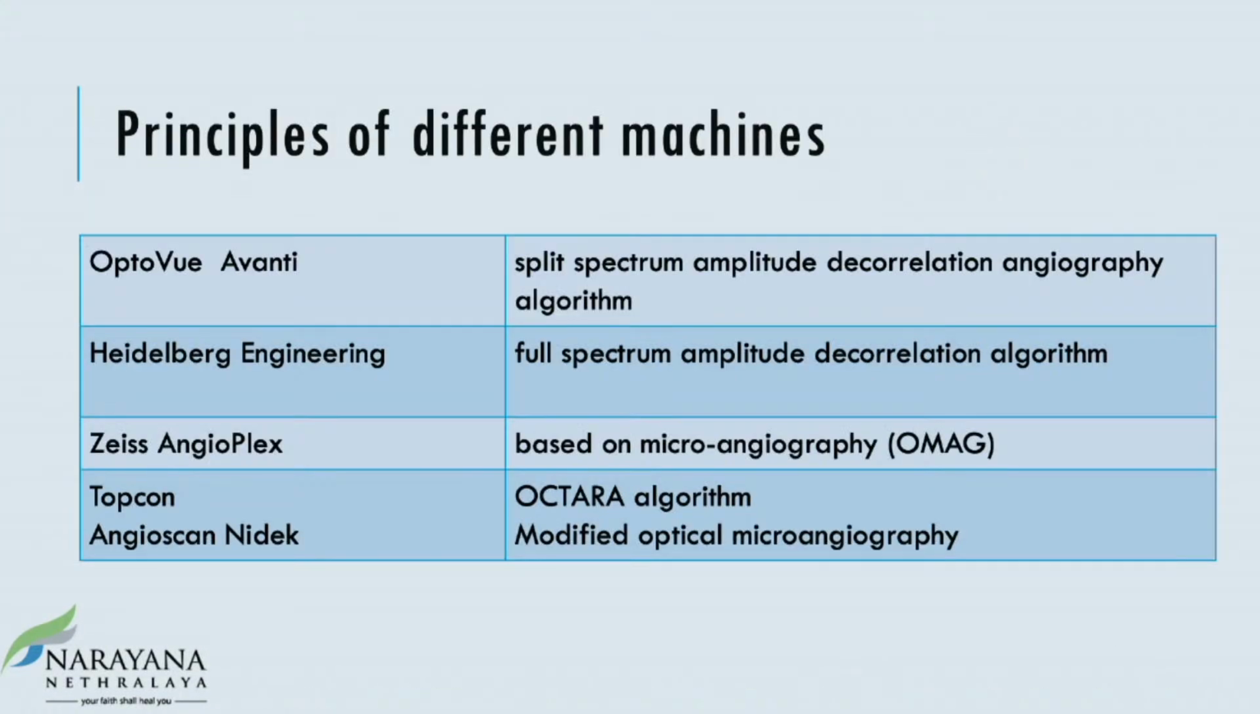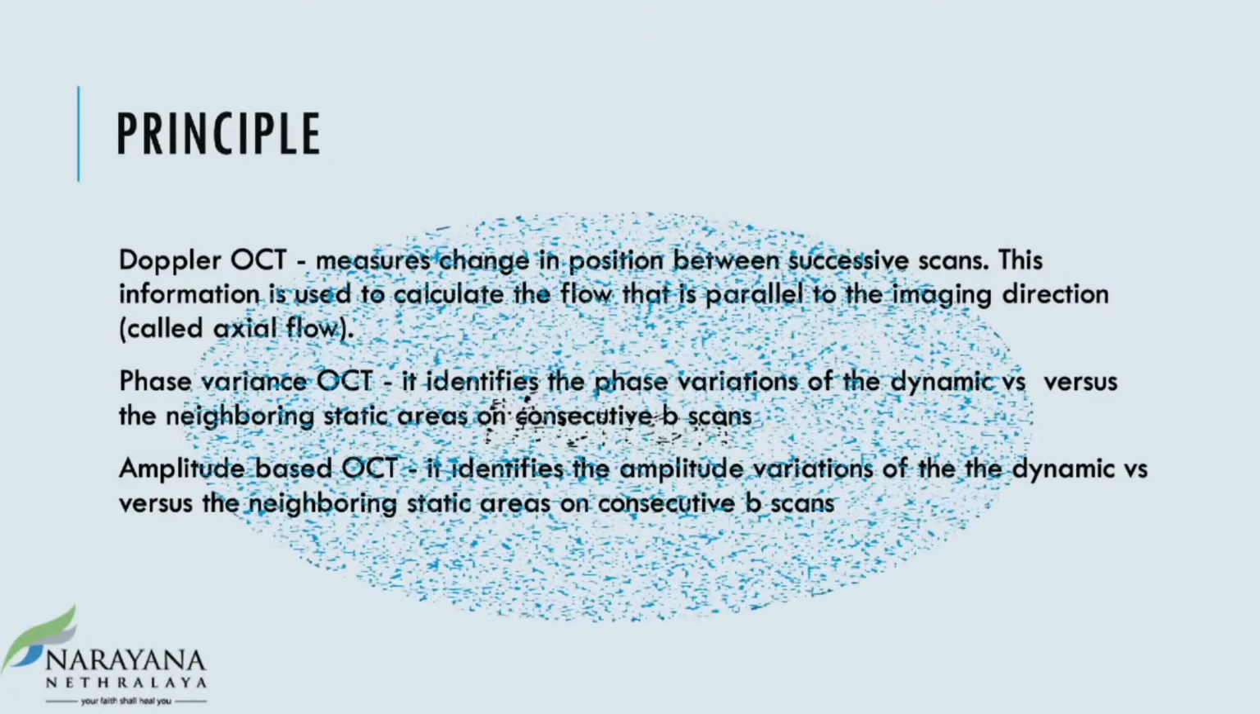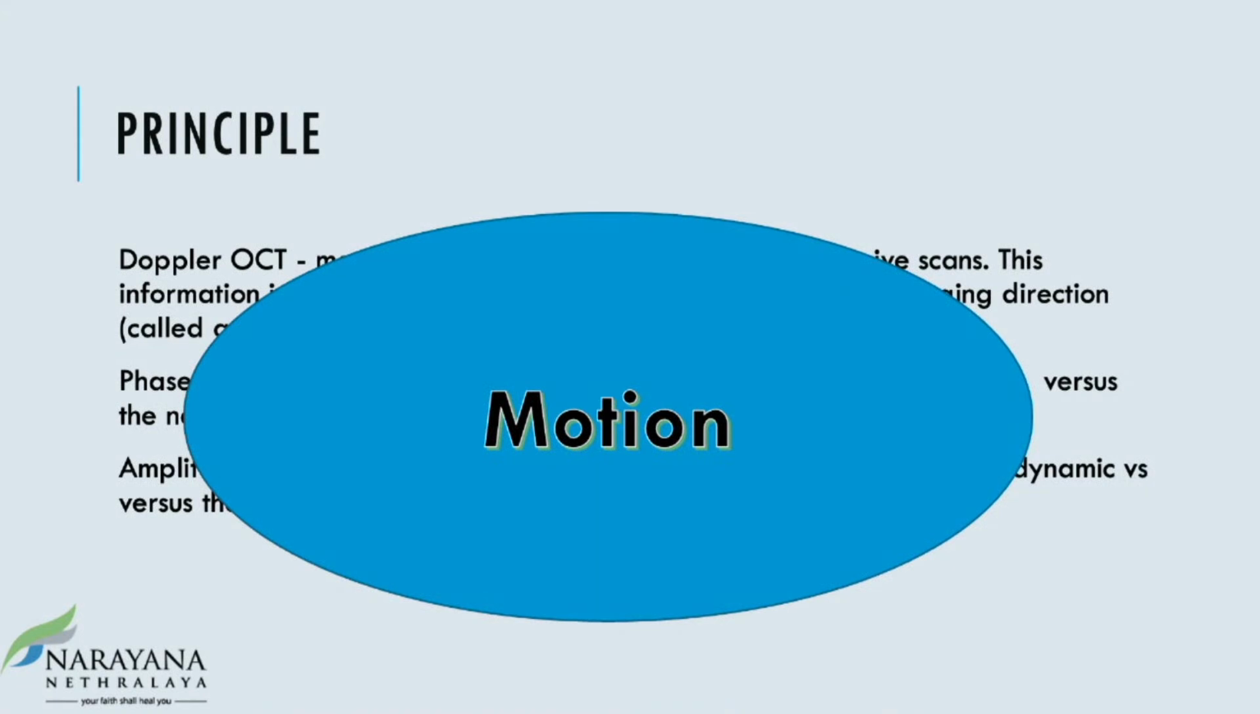Okay, so there are different principles. You have the Avanti, which has the SSADA algorithm, you have the Heidelberg, you have the OMAG on the Zeiss Angioplex, and each one of them have different algorithms, which actually speaking we don't really need to break our head much on. But as long as you learn a little bit of the interpretation, and what is the principle here basically is that it looks at motion.